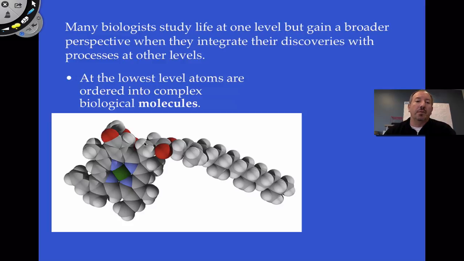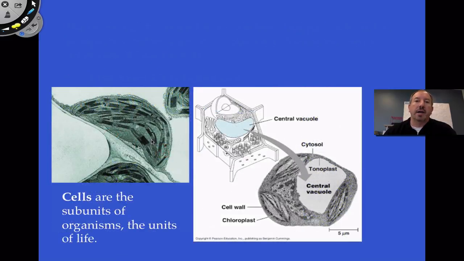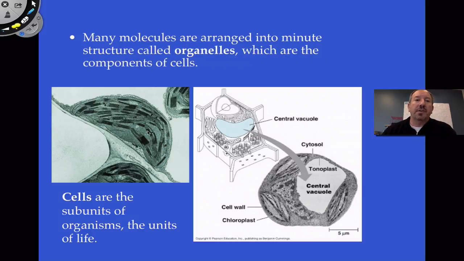And so we have even something below, which is where the elements make up these biological molecules, and chlorophyll is an example of that. And there's many examples of biological molecules. We can talk about sugars and amino acids and nucleotides. But ultimately, what's fascinating is that these molecules are arranged in these little tiny organs called organelles.